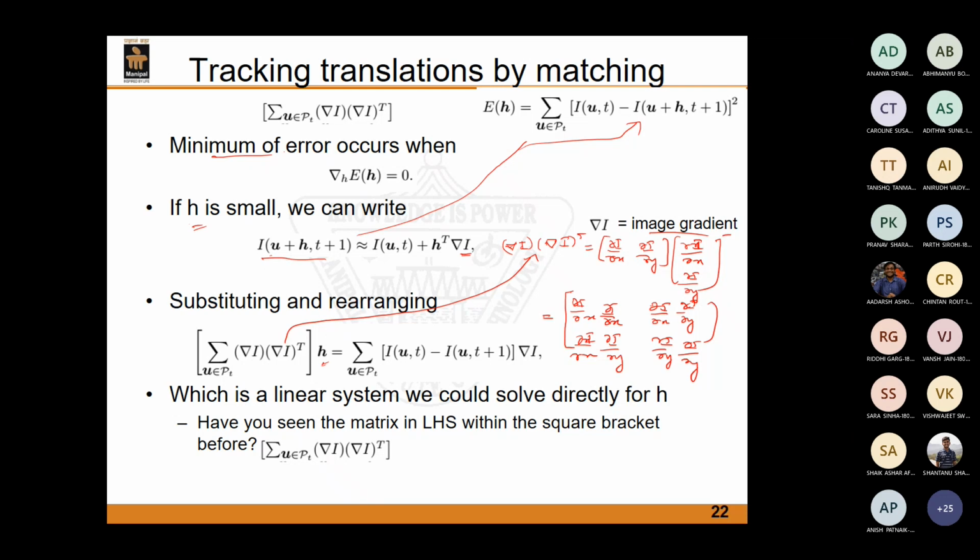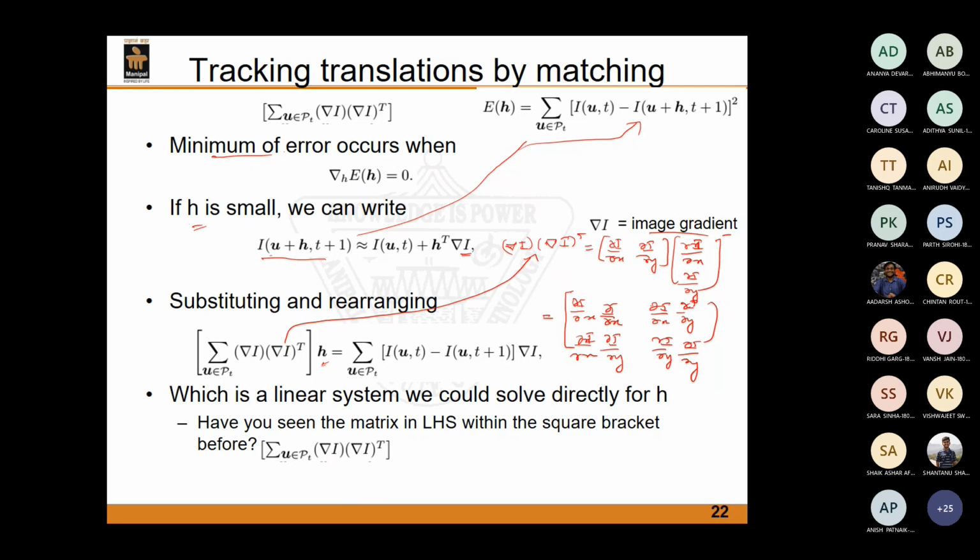So what we are saying here is that this particular matrix value should not be very small, because if it is too small, then the value of h becomes too high, and therefore it is not a reliable measure. So instead of directly calculating the matrix value over here, we can find the eigenvectors or the eigenvalues. If the eigenvalues are very small, we can say that the solution is not reliable.